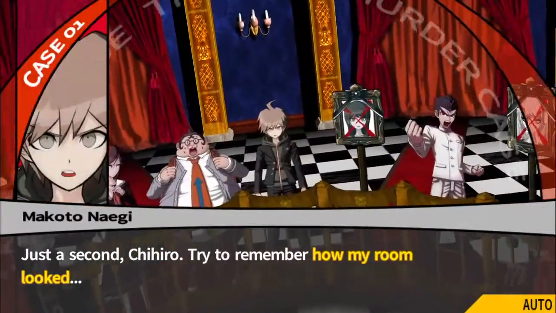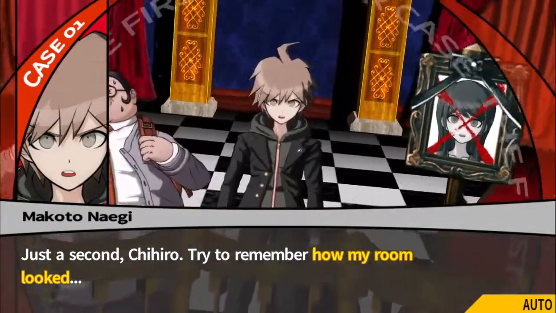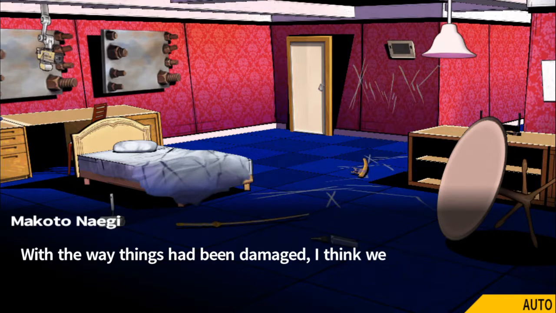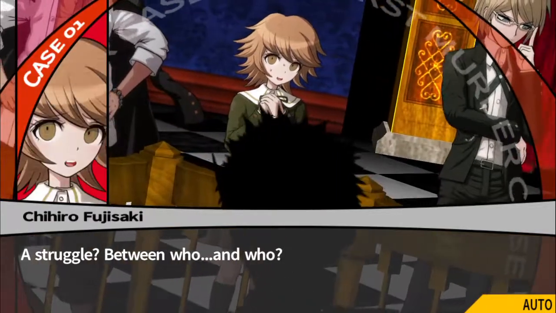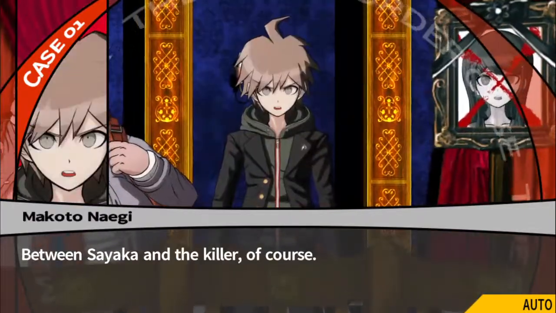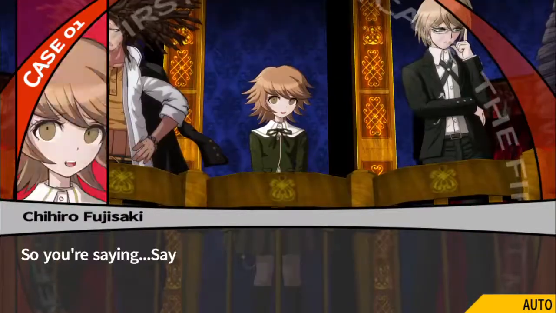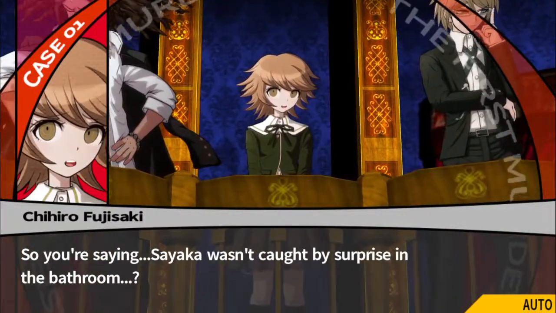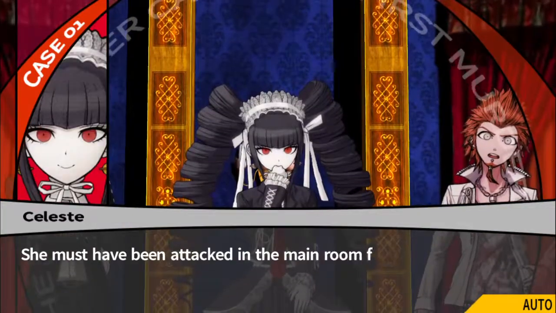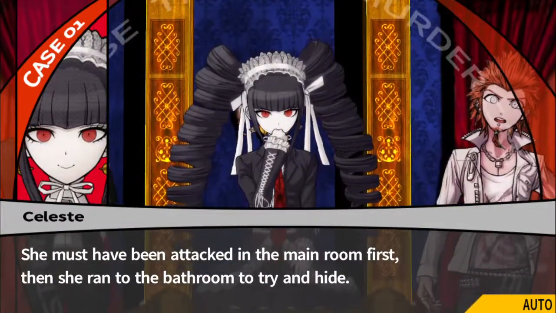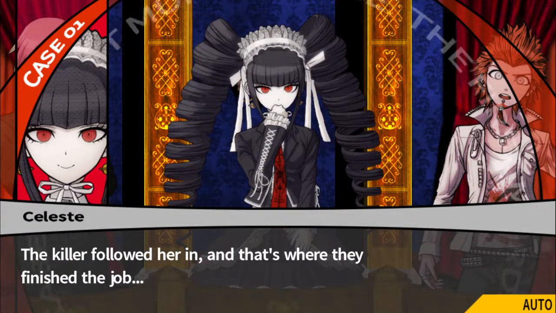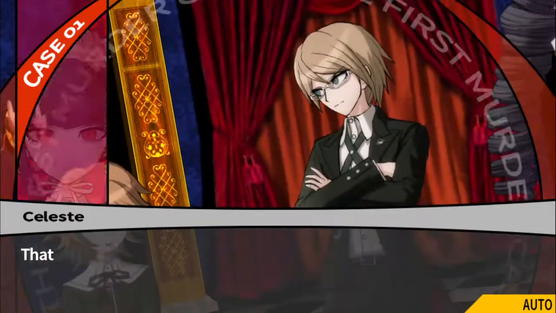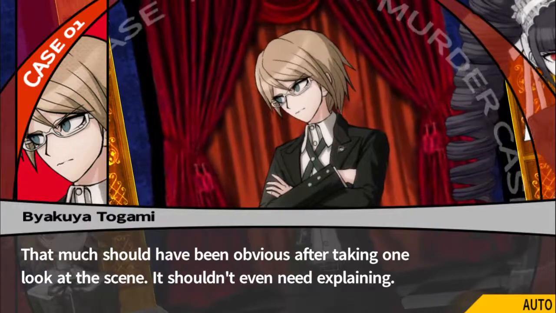Just a second, Chihiro. Try to remember how my room looked. With the way things had been damaged, I think we can definitely assume there was a struggle. A struggle? Between who and who? Between Sayaka and the killer, of course. So you're saying Sayaka wasn't caught by surprise in the bathroom? She must have been attacked in the main room first. Then, she ran to the bathroom to try and hide. The killer followed her in, and that's where they finished the job. That much should have been obvious after taking one look at the scene. It shouldn't even need explaining.